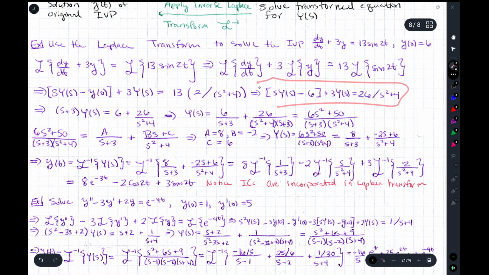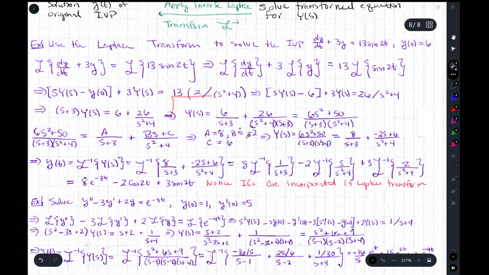And now you have this algebraic equation. Where did that 6 come from? Well, that 6 is just plugging in the initial condition y of 0 equals 6. And we have this algebraic equation now, and we solve for Y(s). You get that Y(s) is equal to this.